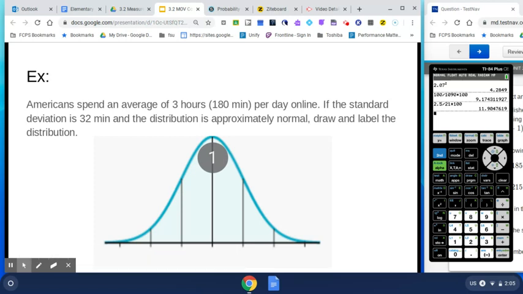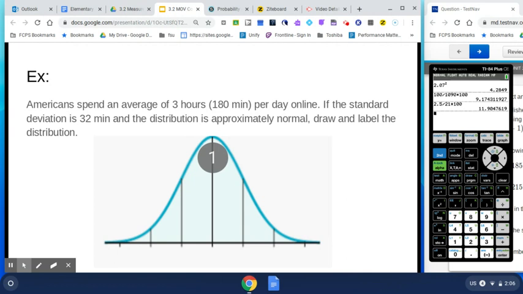Okay, so taking a look at our first example, we're going to use the empirical rule to label this distribution, the mean, and then three standard deviations out in both directions. We're then going to use this distribution to answer some questions. Okay, so let's get started. It says, Americans spend an average of 3 hours or 180 minutes per day online. If the standard deviation is 32 minutes and the distribution is approximately normal, draw and label the distribution.